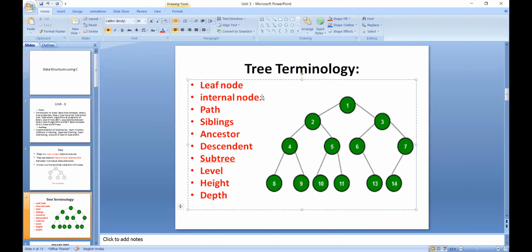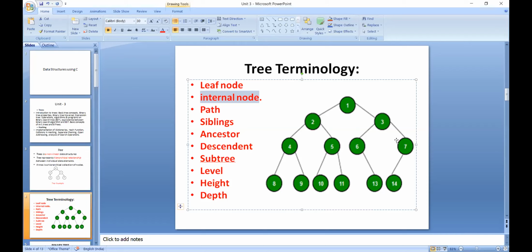Then internal node. What is an internal node? The nodes other than the leaf nodes. These are all external nodes: 8, 9, 10, these are all leaf nodes. Other than the leaf nodes, you call them what? Internal nodes. So which are the internal nodes? For example, 2, 3, 4, 5, 6, 7. All are what?